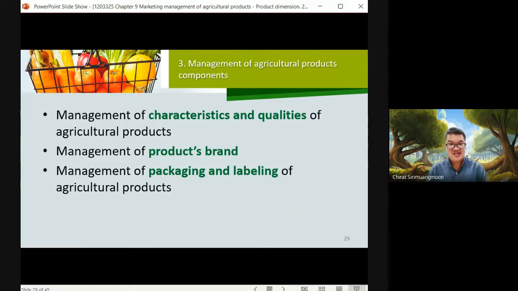Then the last topic is actually the management of agricultural product components.